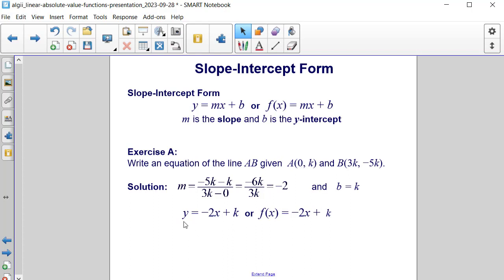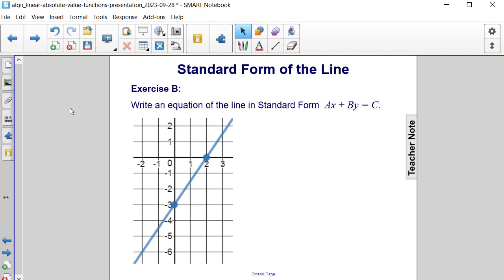So therefore the equation is y equals negative 2x plus k, or f of x is equal to negative 2x plus k. Here's another example, and in this one we are writing the equation of a line in standard form. Write the equation of the line shown in the coordinate plane in standard form: ax plus by is equal to c.